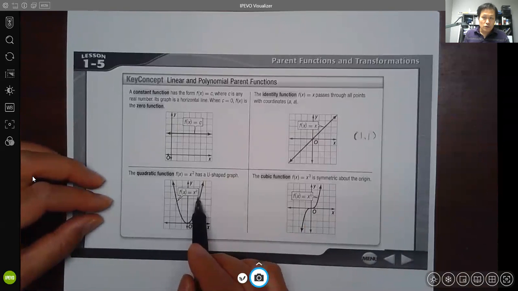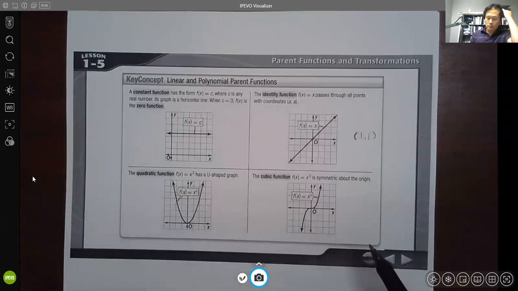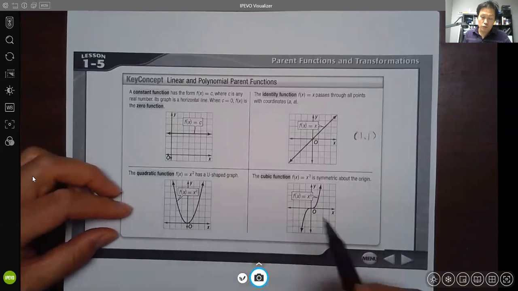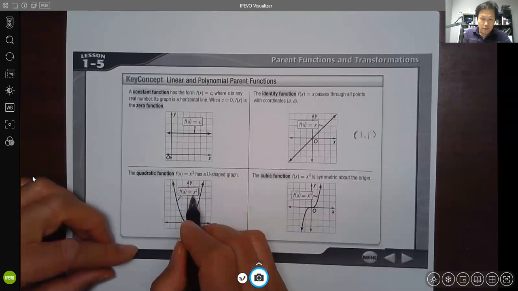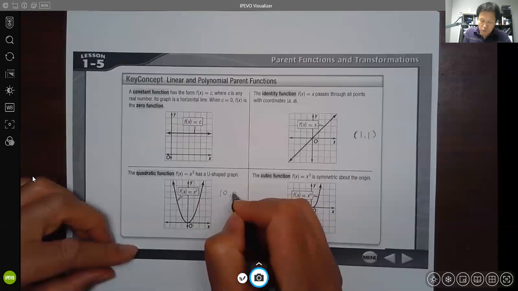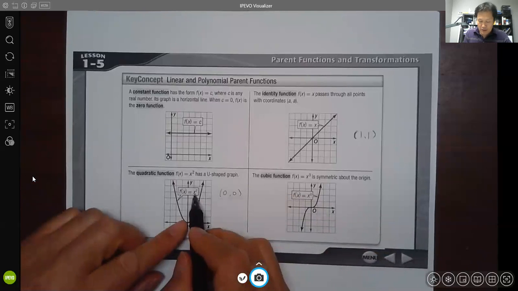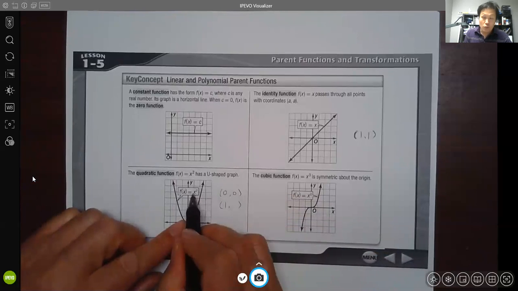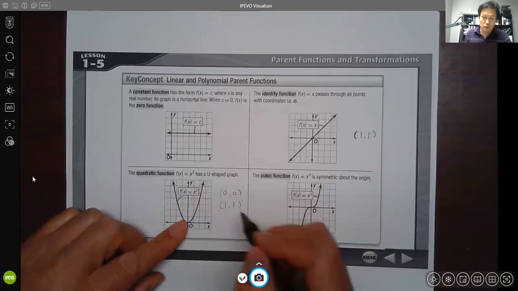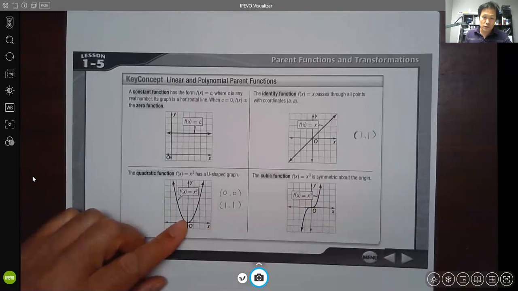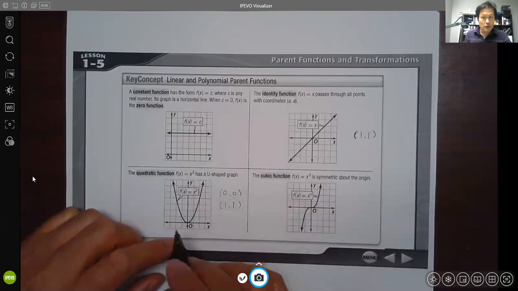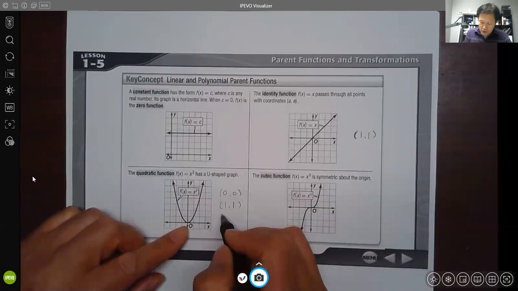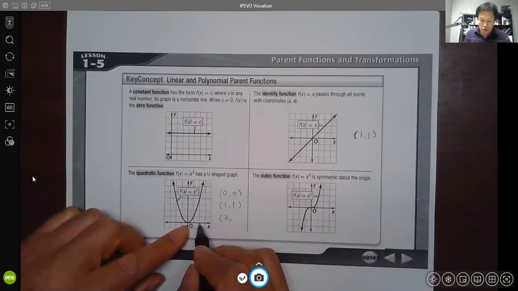So y equals x squared, same thing. It's a parabola opening upward. If you plug in x equal to 0, y is 0. If you plug in x equal to 1, 1 squared becomes 1, so the y value is also 1. A couple of points left and right, you do want to be very familiar with. If you plug in x equal to 2, 2 squared makes 4.